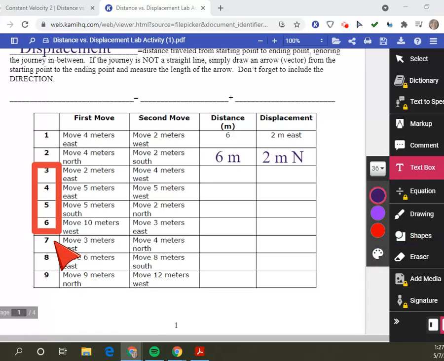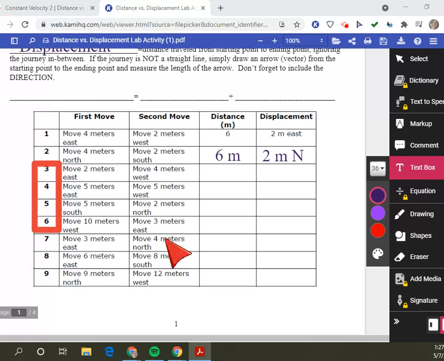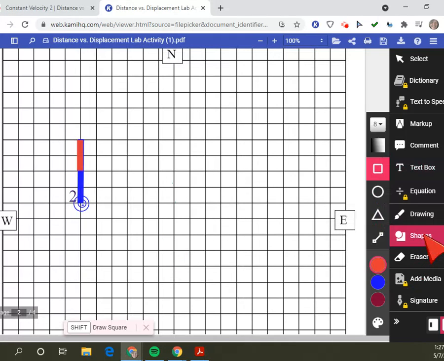Well, let's go ahead and look at number 7. Number 7 is a little bit different. It says move 3 meters east and move 4 meters north. So let's look at that on the graph and we'll get our starting point. We'll make this our starting point right here. Get a line. We're going to move 3 meters east. 1, 2, 3 meters east. And then it says move 4 meters north. 1, 2, 3, 4 meters north.